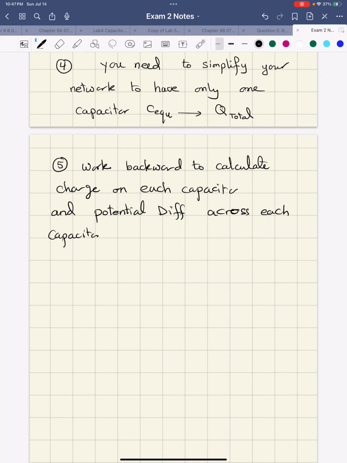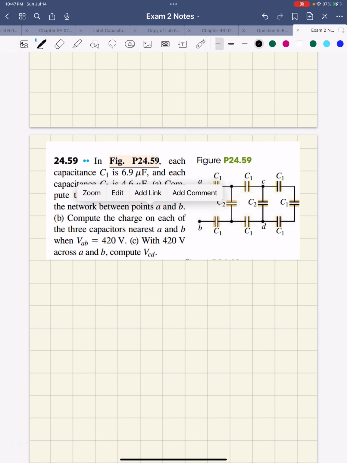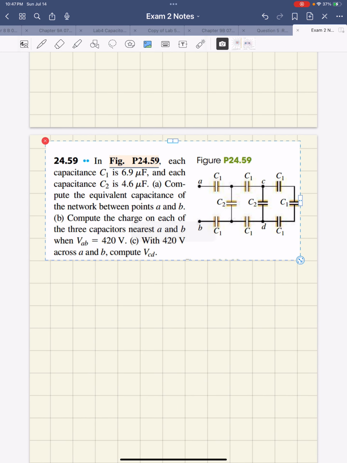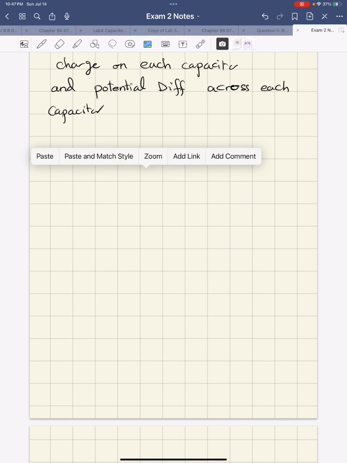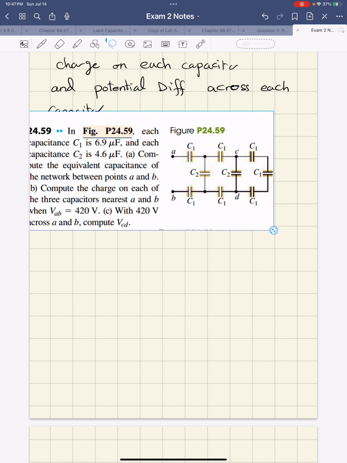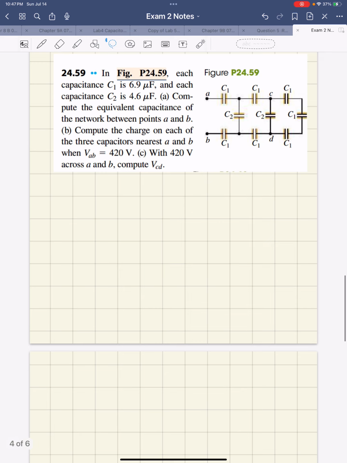I want to do one of the problems from the homework, which is this one, 59. This one is very complicated, I would say, or it has so many parts. I will not say complicated. Actually, it has some kind of symmetry that can sometimes simplify the calculation. But it has so many capacitors.